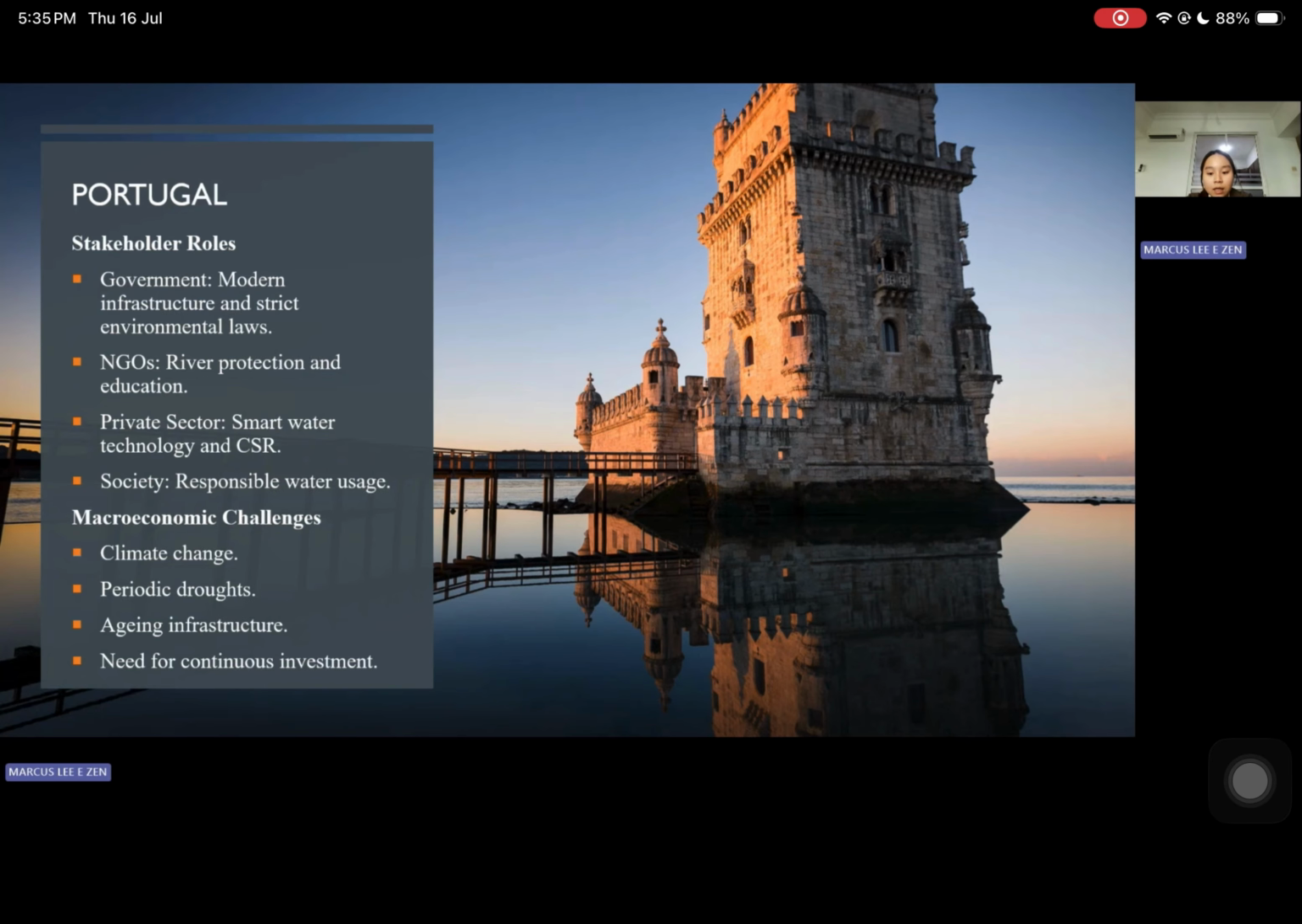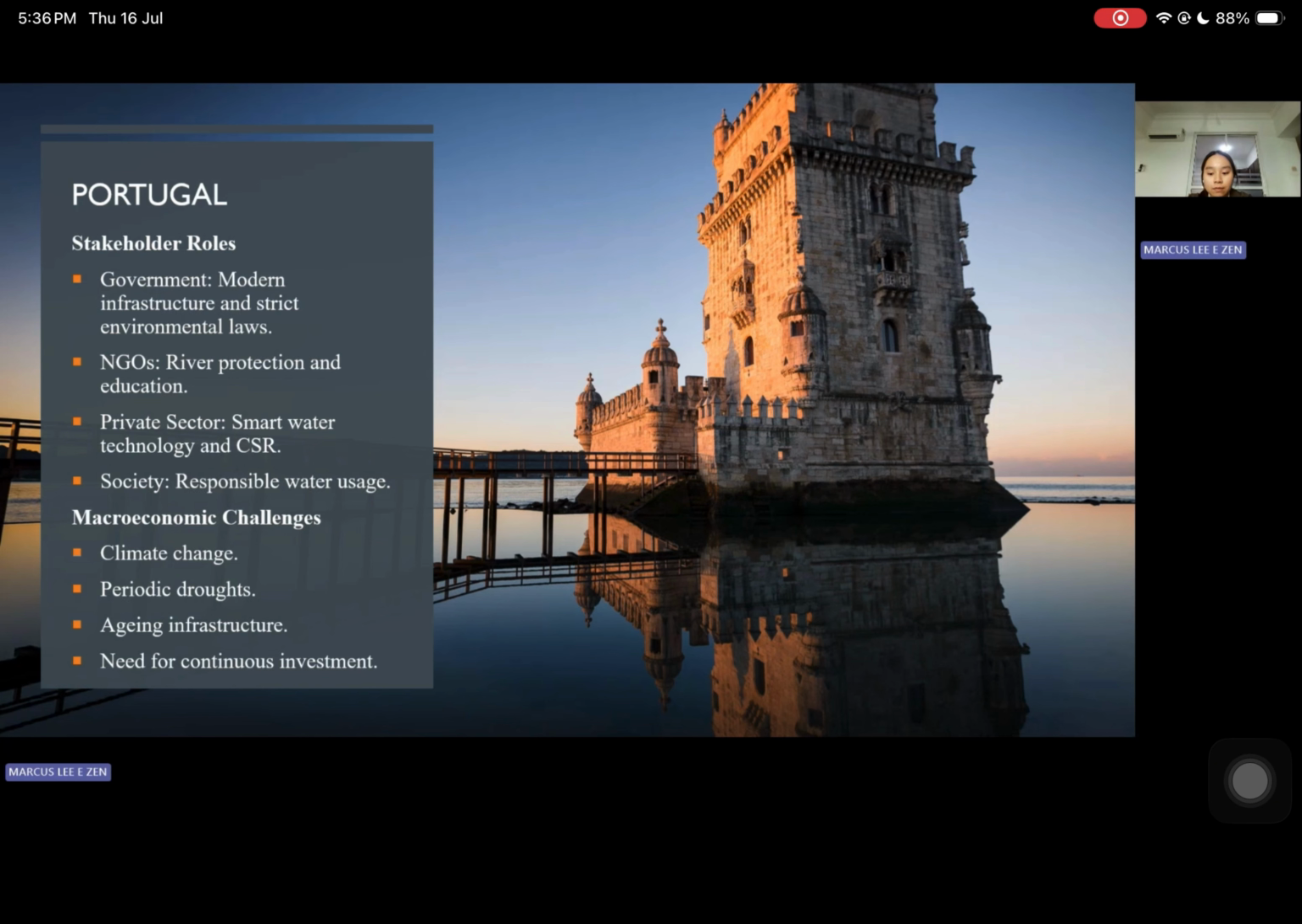Next is Portugal. Portugal has achieved one of the best performances among the 6 countries. The government has developed high-quality water infrastructure and enforced strict environmental regulation. NGOs focus on environmental protection, river conservation, and public education.